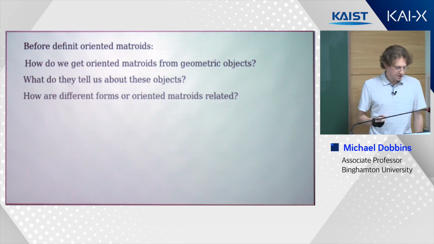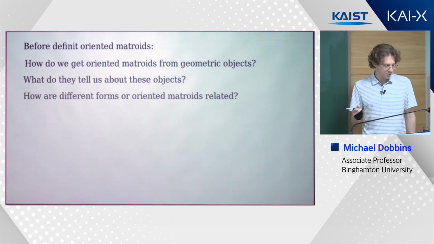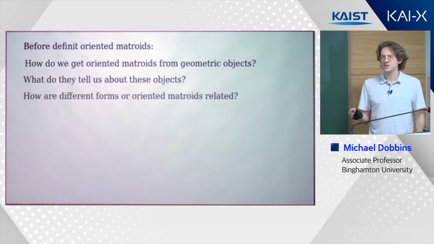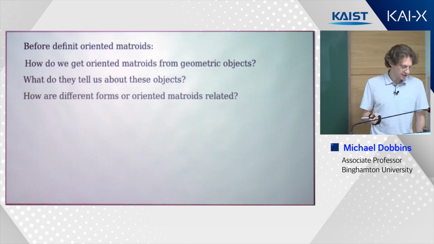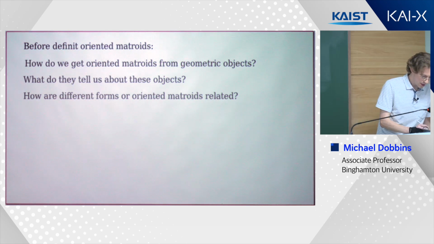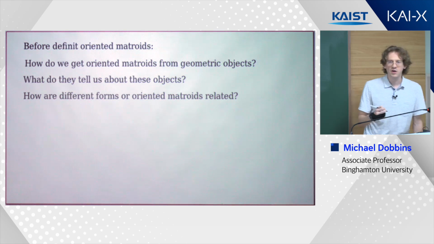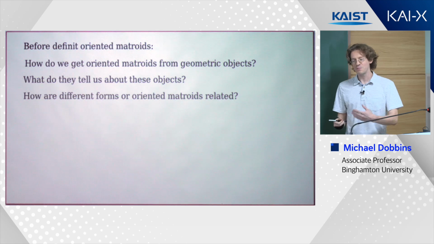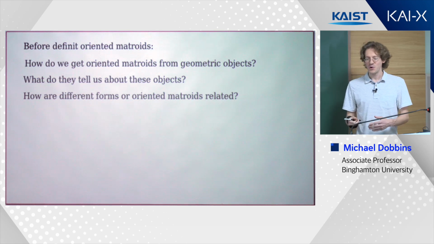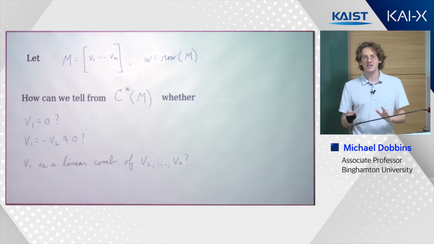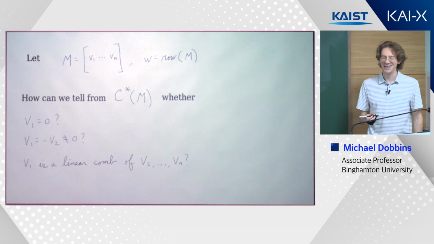So before we get to the definition, the questions we want to look at are, first, how do we get oriented matroids from some geometric object? And what do they tell us about these objects? And how are these different forms of oriented matroids related? When you start to see these definitions, I want to give some motivation ahead of time for you to think about while you're seeing them. So I want to start with some questions that you're not going to be able to answer unless you already know what I'm going to tell you.